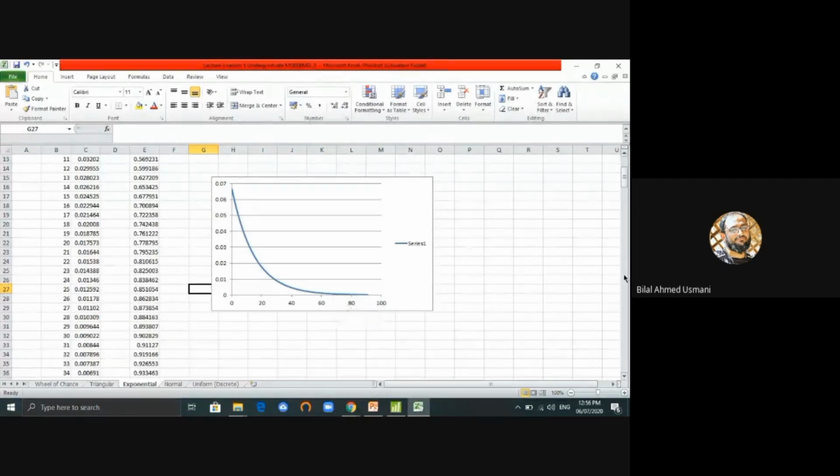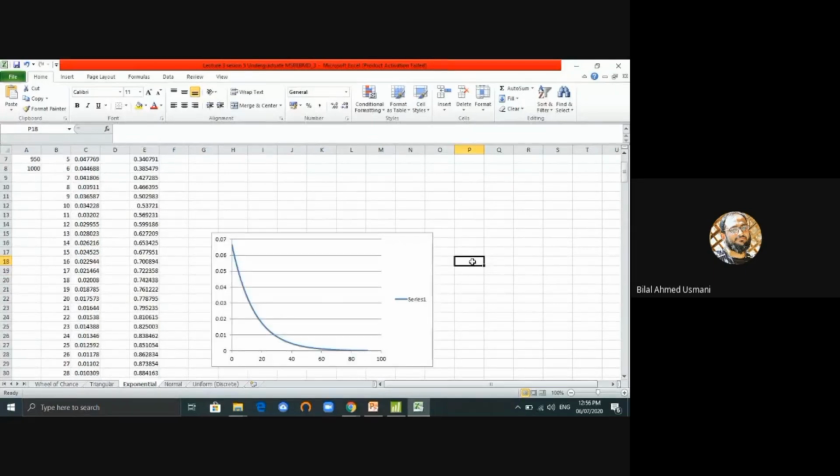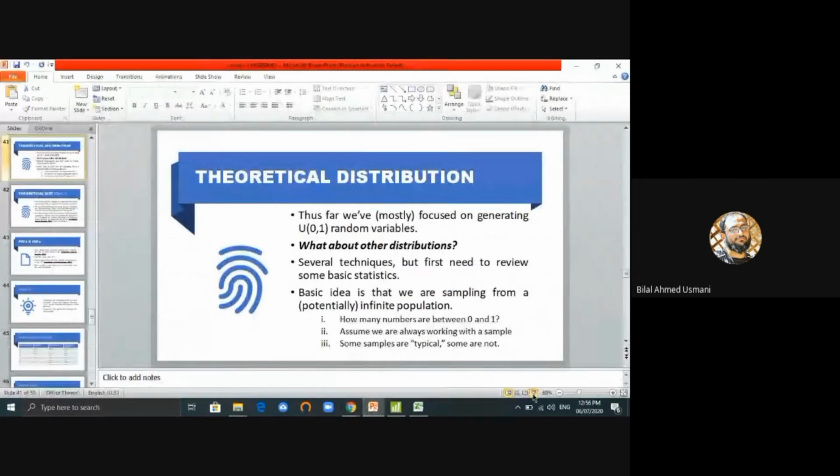Say for example, I sample only these five or six values. Would you be able to guess from which distribution it came? That would be almost impossible just by looking at the probabilities and the number of samples. So this is important, to look at the problem like that.